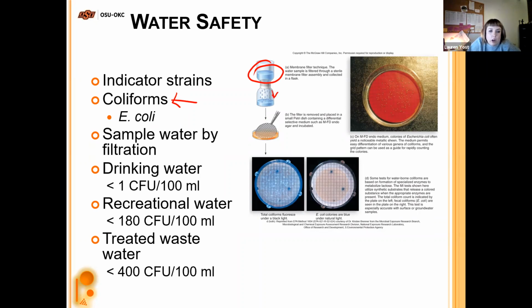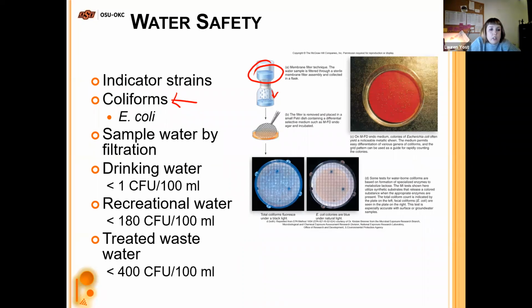We take that little filter off, it's got little hash marks on it so we can count better. We put it onto an agar plate or something similar, and then count the colonies after we let it grow for a little while. That will give us an idea of how many coliforms, so that's poop bacteria, are growing in it. And is that within an acceptable range or not?